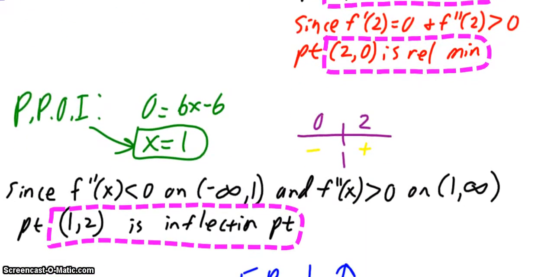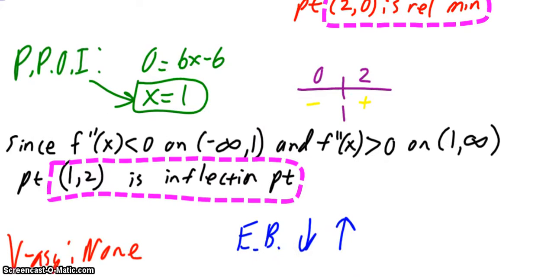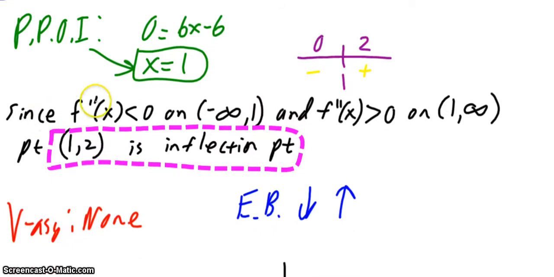Now we want to find possible points of inflection. So I set the second derivative equal to 0 and I solve for x and I get x equals 1. So my possible point of inflection is at x equals 1. So I use my increasing decreasing chart for the second derivative. And I see that I have a change in sign, so I have a change in concavity. So now using my derivative speak again, since f double prime of x is less than 0 on the interval negative infinity to 1, and f double prime of x is greater than 0 on the interval 1 to infinity, the point 1, 2 is an inflection point. So my inflection point is at 1, 2.